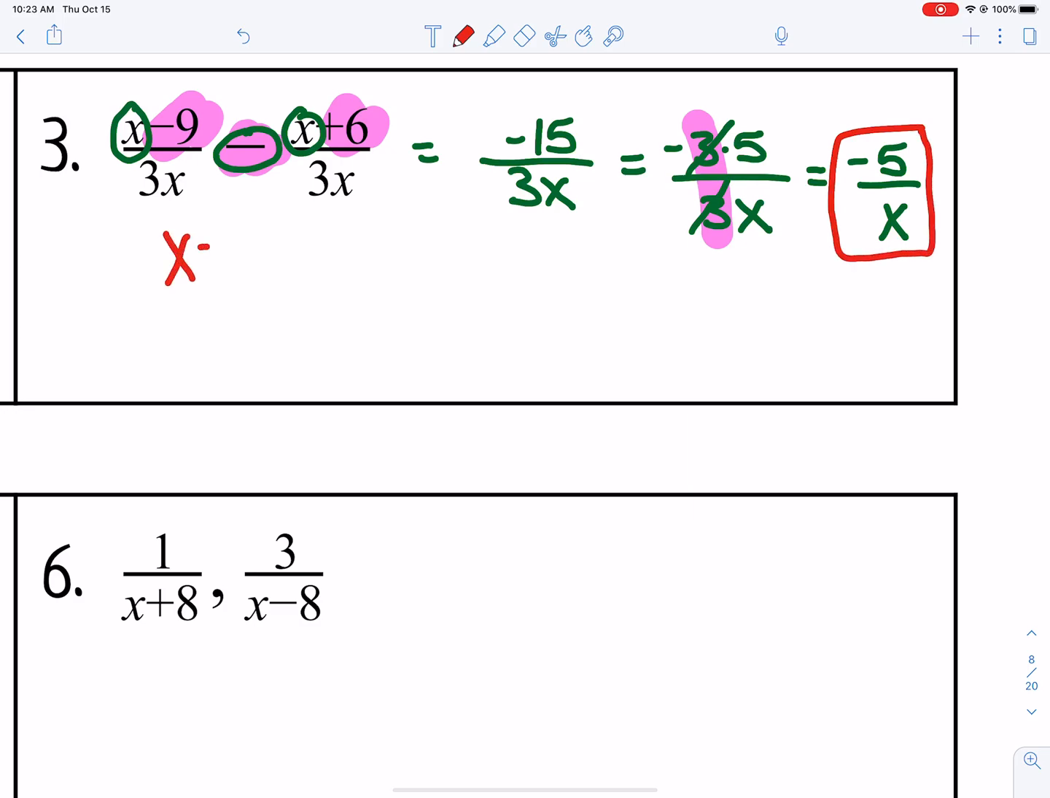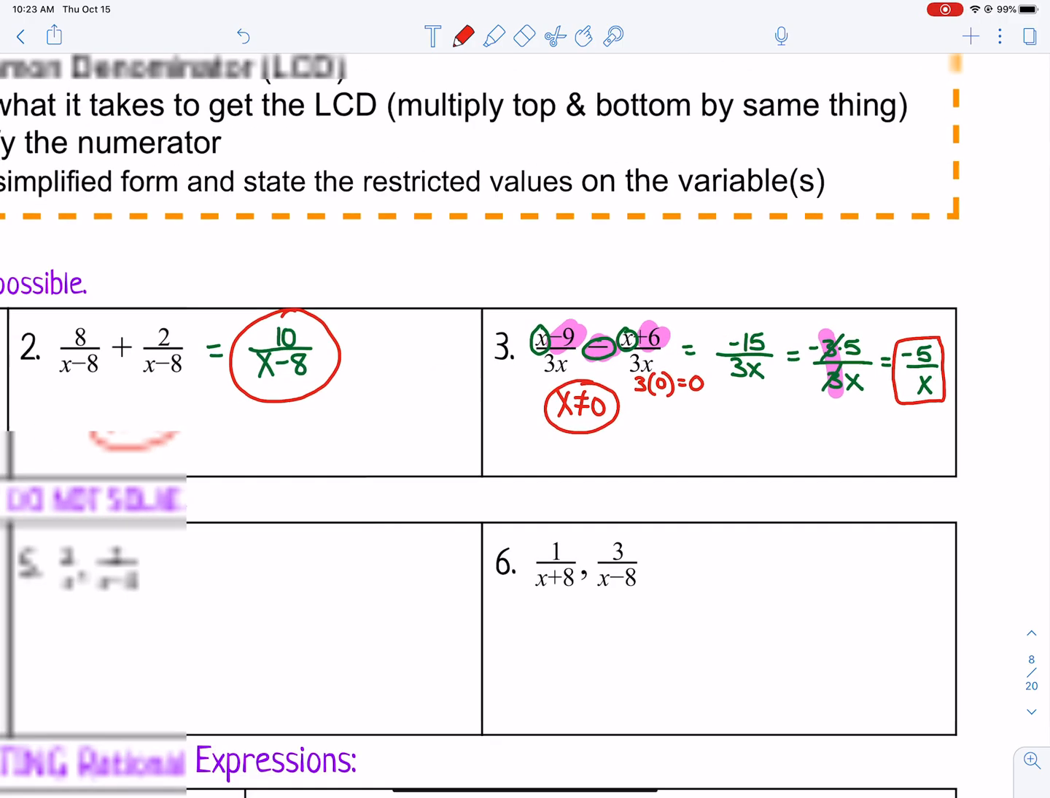And then we just have to say x cannot equal 0, because that's the only value of x that would make these denominators equal to 0. 3 times 0 would equal 0. So x can't be that value.